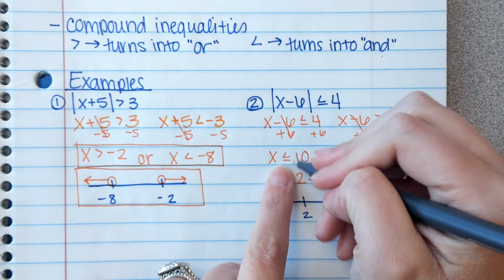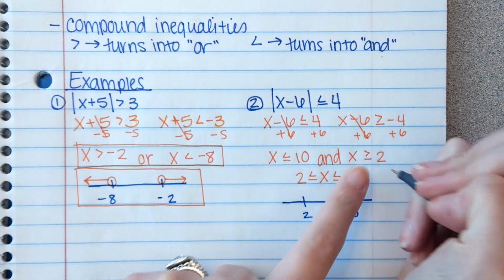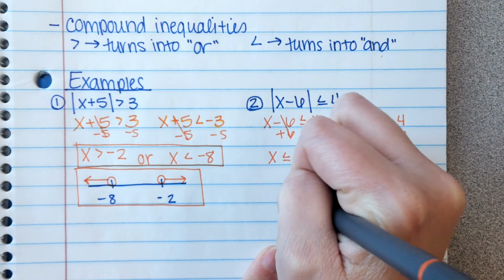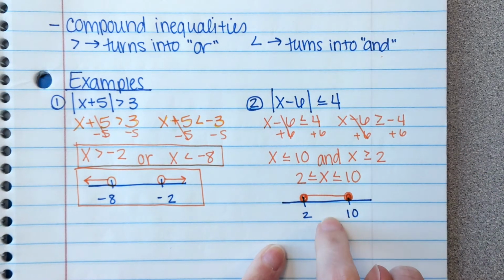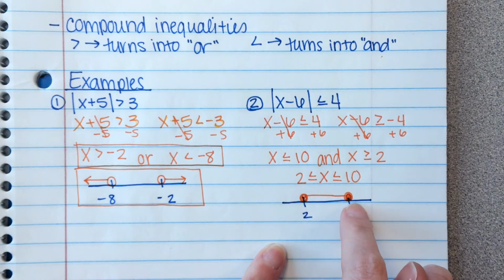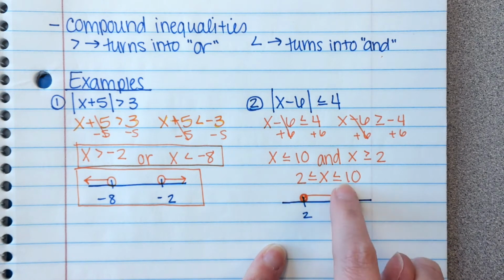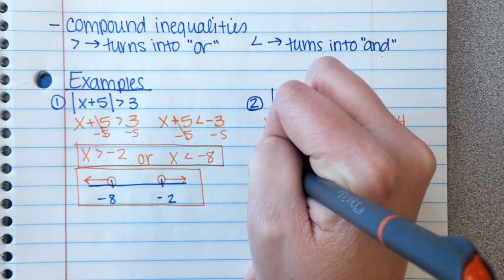So x is less than or equal to 10. That 10 has a closed circle. It's greater than or equal to 2, that has a closed circle. And if it's less than 10 and greater than 2, it's right in the middle. Okay? So an and compound inequality does have the shading or the line or the arrows in the middle. And if this helps you write your answer this way, do this first. Our line, our solutions are in the middle. Our x is in the middle. So here are the two parts to that solution as well.